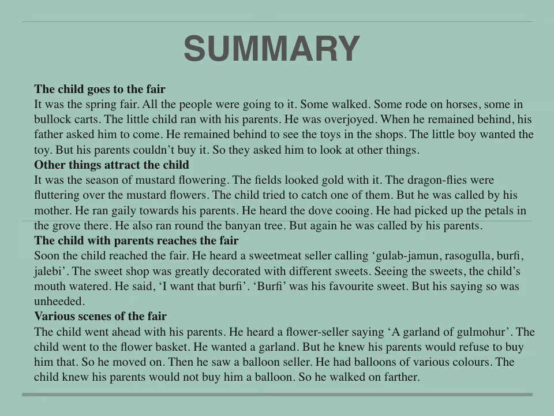So other things attract the child. Now here, after this, what has been described? What are the different things that really attracted the child in the fair? It was the season of mustard flowering. As you all know, mustard flowers are also used to make mustard seeds. As it was spring, you can see different flowers around. The fields looked gold with it. With the mustard flowers, the fields looked golden.